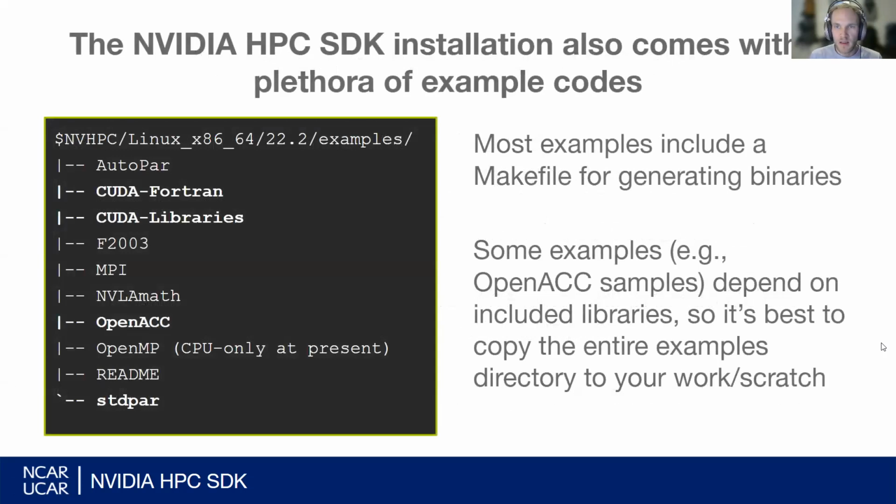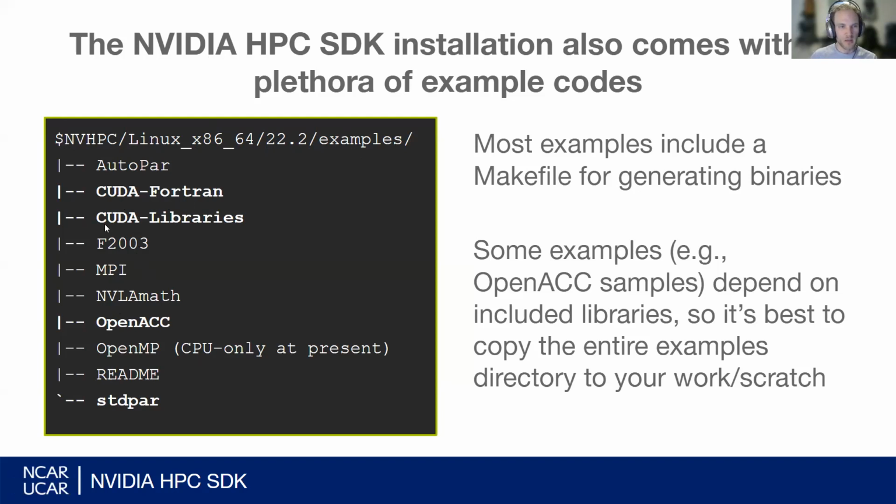The HPC SDK installation also comes with a whole plethora of example codes. So here I'm just using this $NVHPC environment variable to reference the install path of the HPC SDK on Casper. But within there, you'll see an architecture directory, and then the version number 22.2. And then finally, you'll see this examples subdirectory here. And that contains a whole additional set of subdirectories with different types of examples. I've put ones in bold here that are particularly relevant to GPU computing.